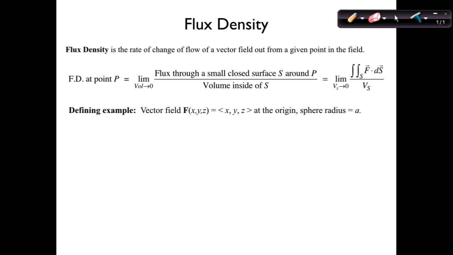Okay, so here's a nice simple example that defines what's happening here. So consider the vector field x, y, z at the origin, and then let your S be a sphere of radius A. So that looks like this. We've got a sphere of radius A as my little closed surface, and the origin is the point P.